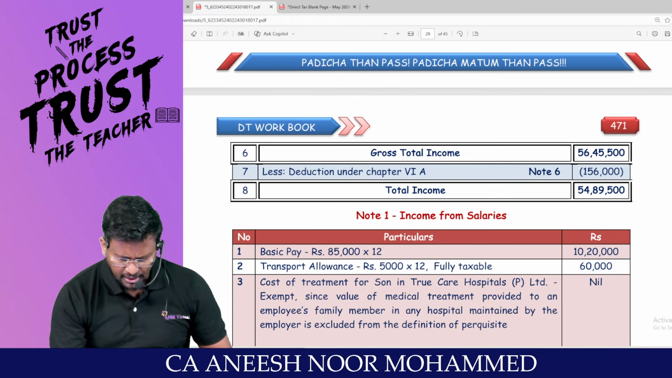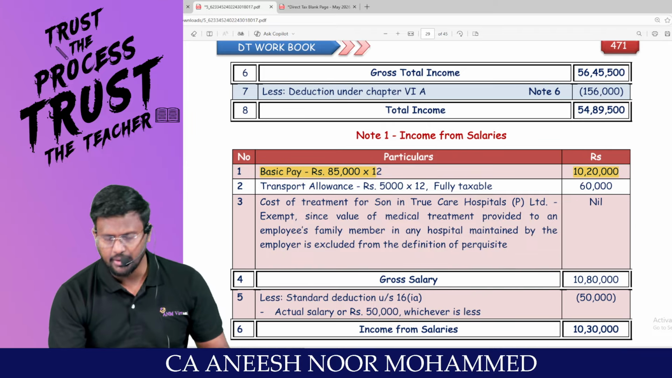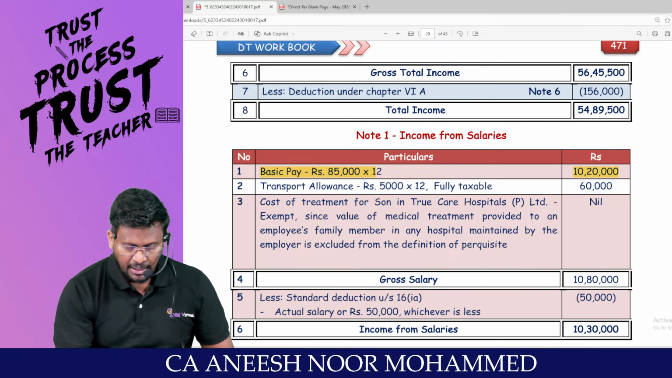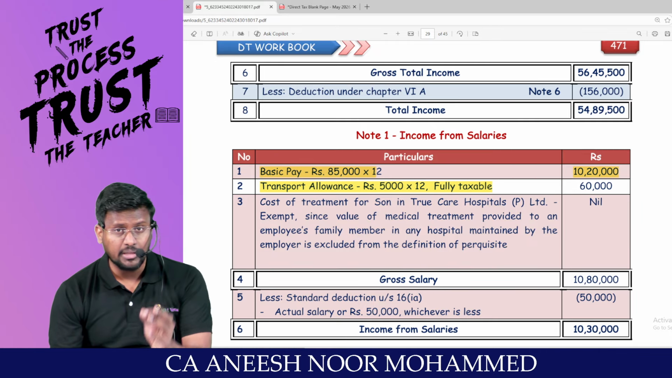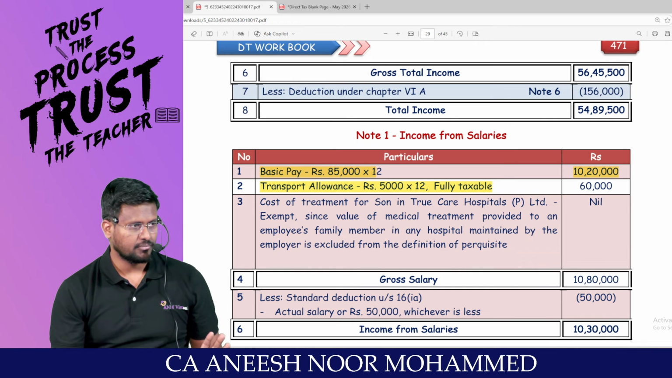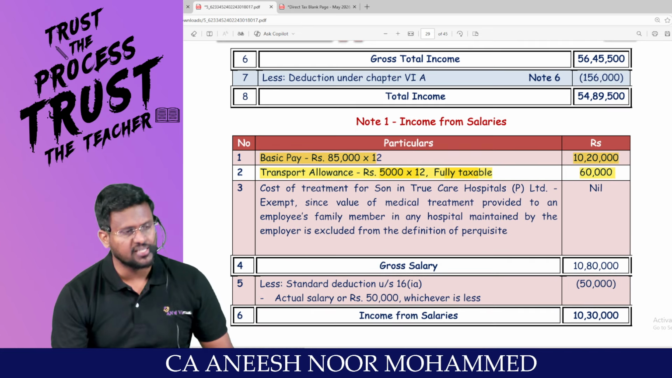Is she working in any hospital? She is getting basic pay 85,000. So 85,000 into 12, 10,20,000. Transport allowance she is getting. Is she blind? No, sir. So 3,200 cannot be claimed. So fully taxable. Am I right? So 5,000 into 12, fully taxable, 60,000.